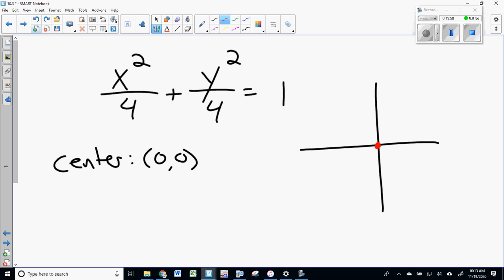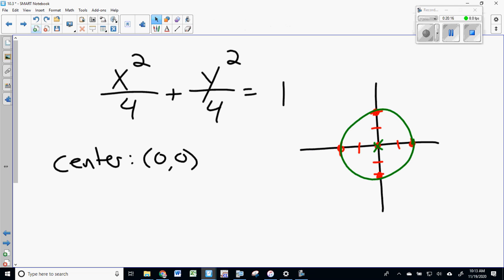You go up 2, left 2, down 2, right 2. And your two foci, you add and subtract C, but C is 0, so they're basically at the center. So really, a circle is just a special case of an ellipse that works the same way.